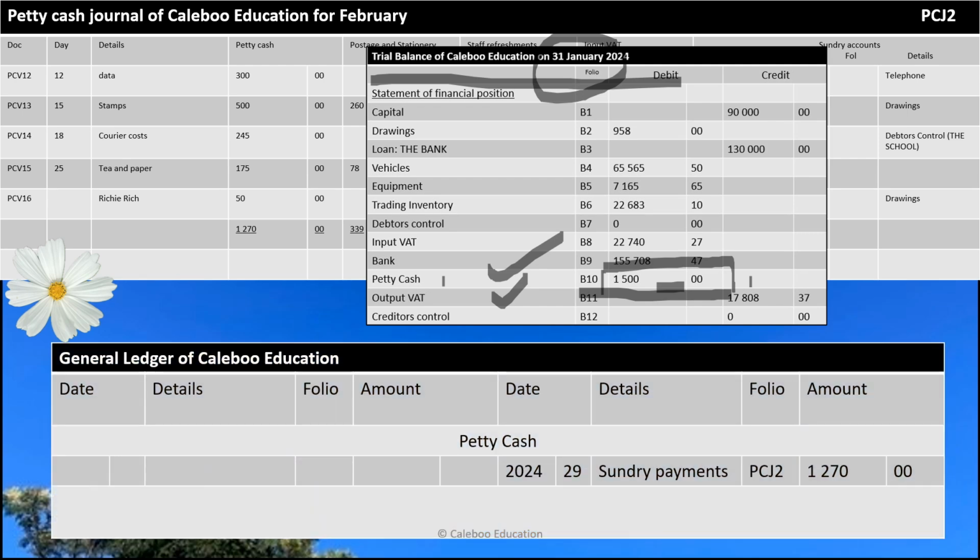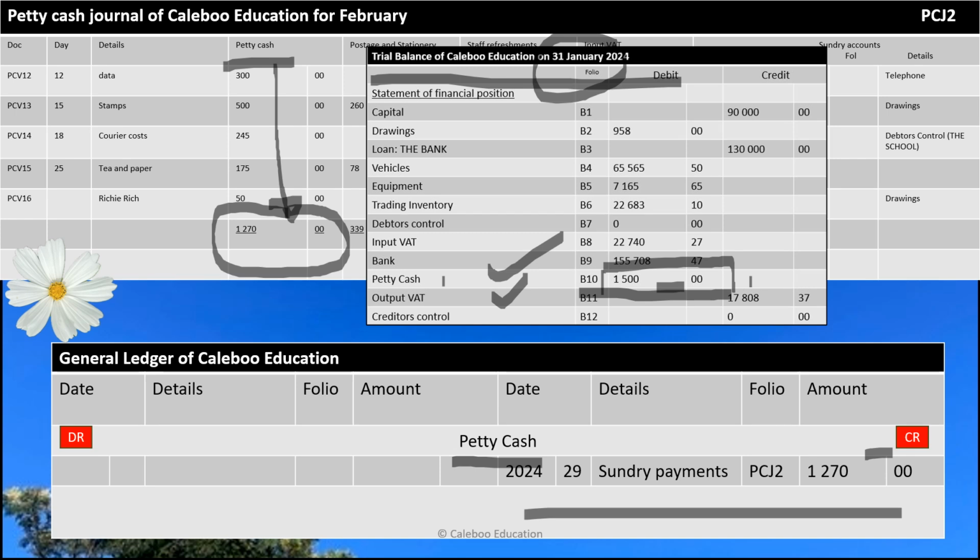So in the general ledger, on the credit side, we are going to take this information from the petty cash column, take what we spent out of petty cash into the petty cash account. Debit side, left hand side, right hand side, credit side. We credit this account with all the payments we made. We made lots of petty cash payments. Tea, ginger tea, drawings, postage and stationery. All the payments from petty cash came to 1270.